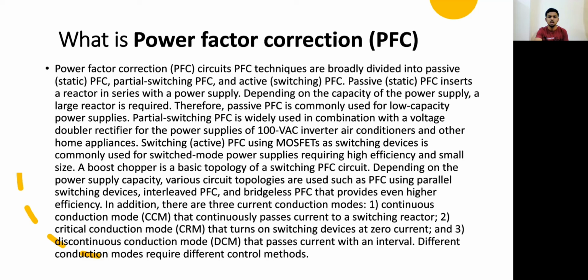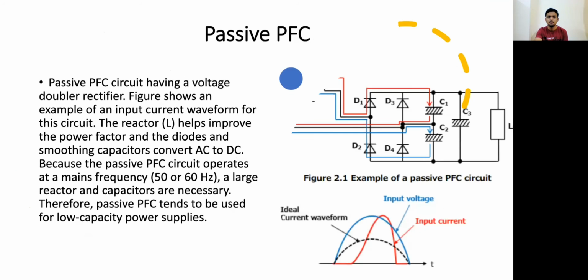In addition, there are three current conduction modes. First, continuous current conduction mode, which continuously passes the current to the switching reactors. Second, critical conduction mode, which turns on switching devices at zero current. And third, discontinuous current conduction mode, which passes current with an interval. Different conduction modes require different control methods.